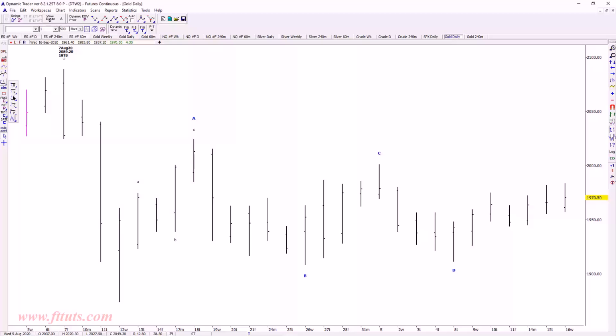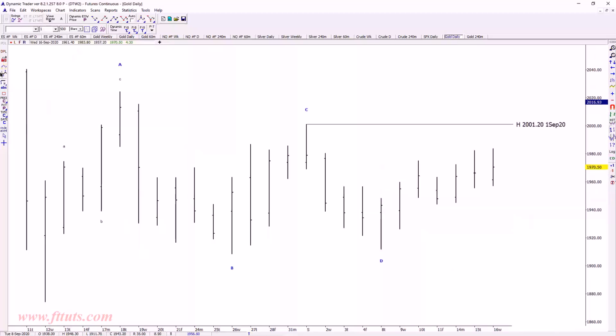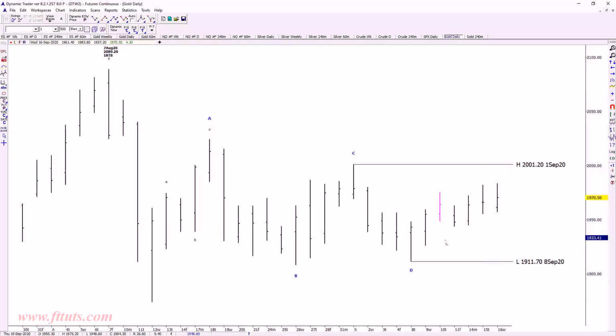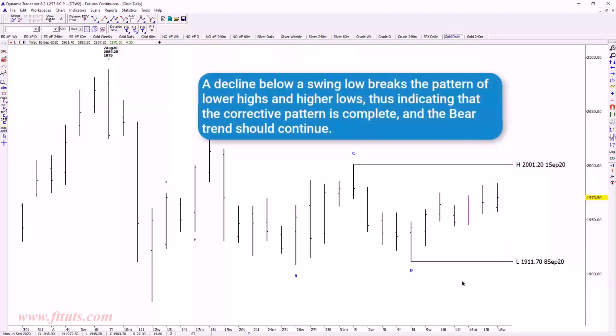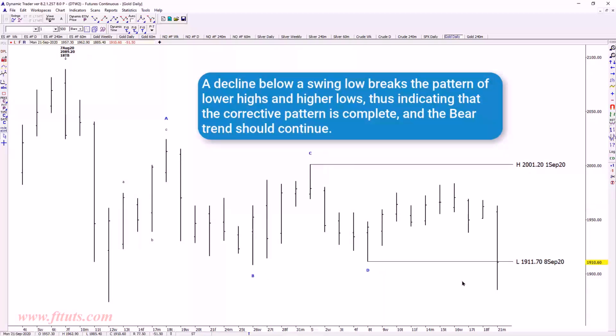What would indicate it's complete? Well, two things. Let me just put some lines on here. And again, it's pretty logical and pretty simple. If this market completes a swing high and then declines to below this low, then more than likely we've completed an ABCDE contracting triangle. Let's go ahead and add some more data.